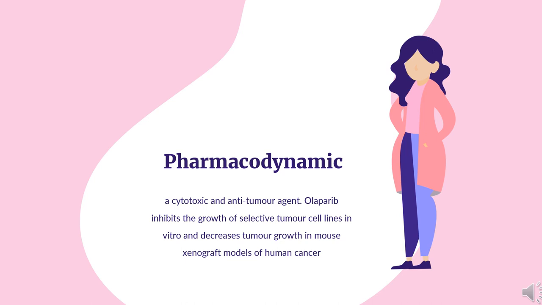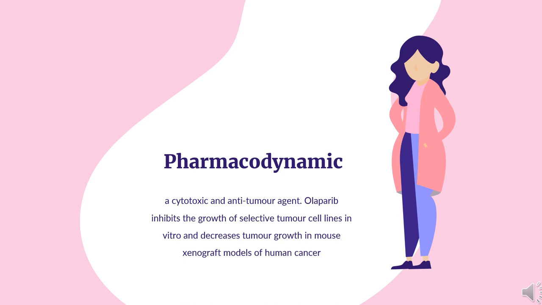Pharmacodynamics. Olaparib is a cytotoxic and anti-tumor agent. Olaparib inhibits the growth of selective tumor cell lines in vitro and decreases tumor growth in mouse xenograft models of human cancer, both as monotherapy or following platinum-based chemotherapy. The drug exerts anti-tumor effects in cell lines and mouse tumor models with deficiencies in BRCA1/2, ATM, or other genes involved in the homologous recombination repair, HRR, of DNA damage and correlated with platinum response.